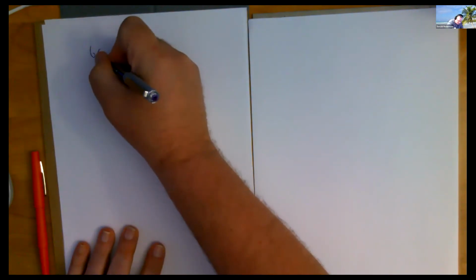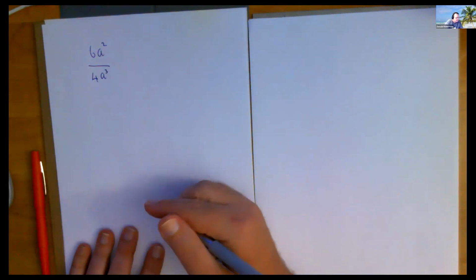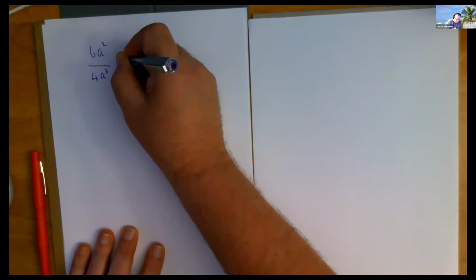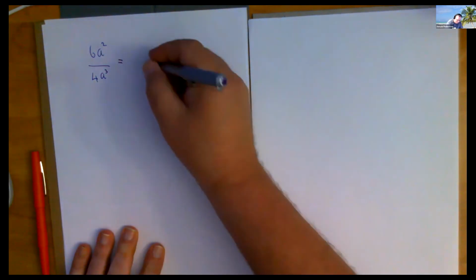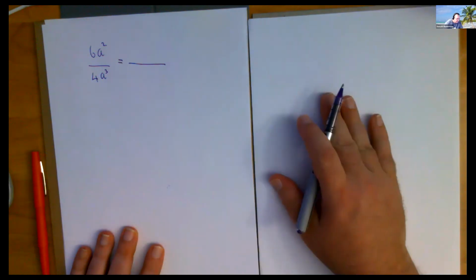Suppose you had 6a squared over 4a cubed. You are allowed to simplify. I don't need to factor any of these, which in a way makes life really easy. I just need to go straight into cancelling. And there's a 1-for-1 deal.